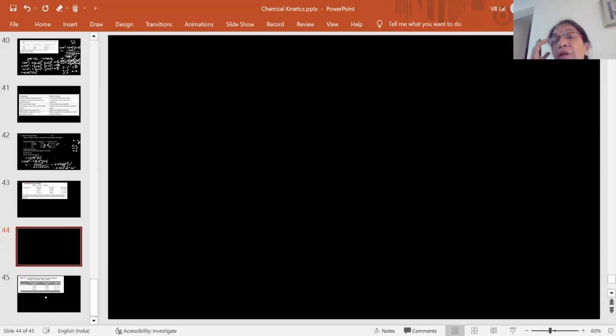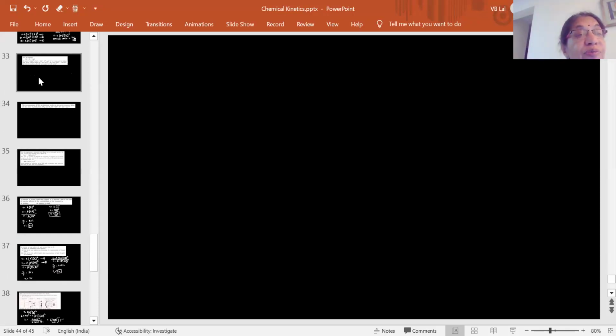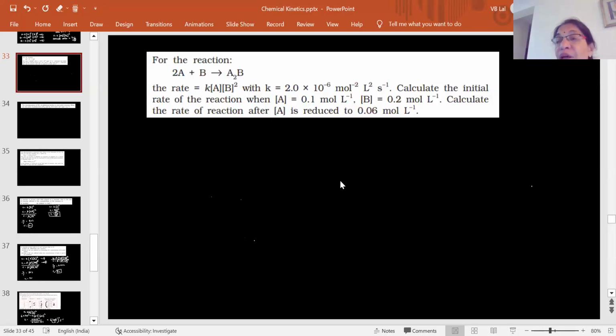What we have learned so far are different types of rates: average rate of reaction, rate of appearance and disappearance. That reminds me, there's one more question which I have kept for you, which we have to do before we do the integrated rate law. So let us see how to do this question. This question is also from your textbook, and it uses all the concepts that we have learned so far.